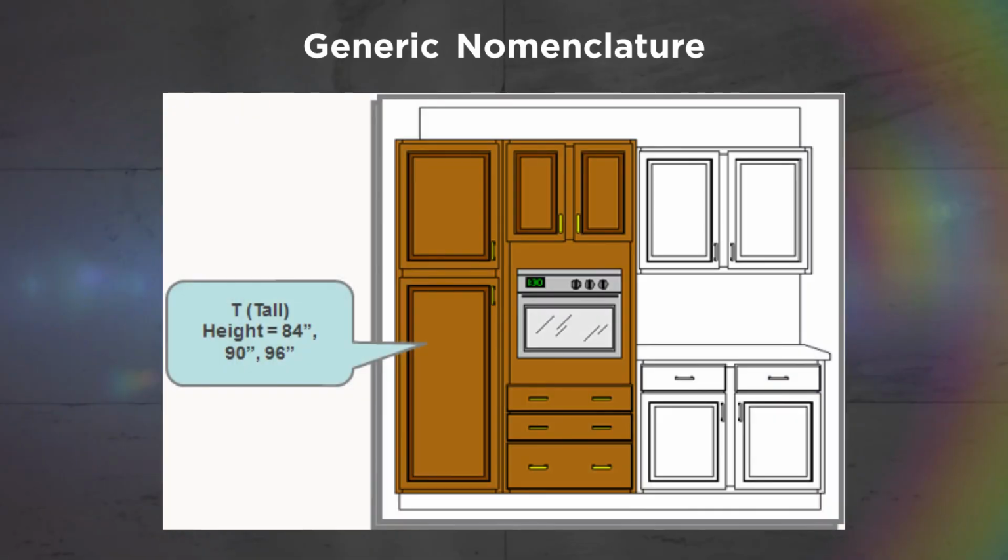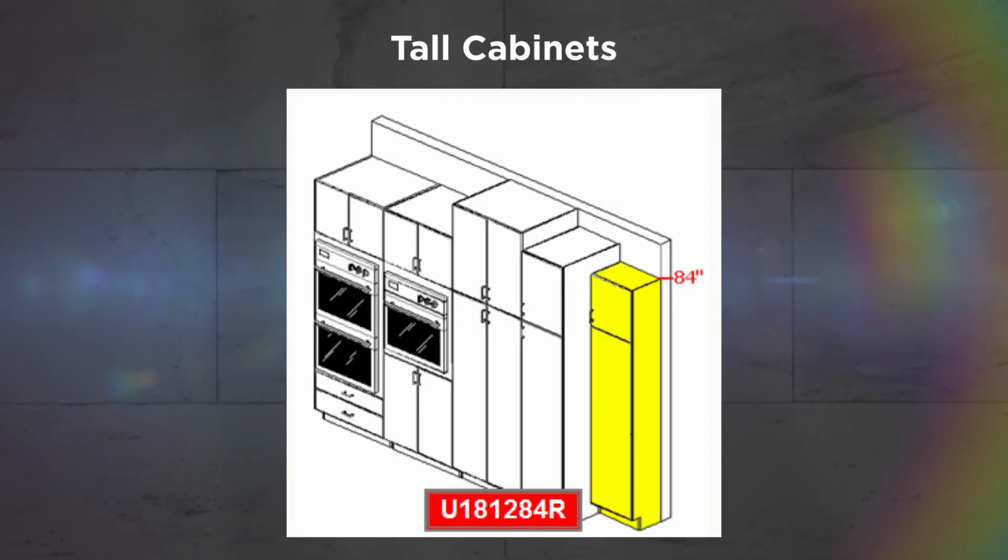The final category is tall cabinets. The T is replaced in the nomenclature with either the letter U for utility, P for pantry, or O for oven. Utility cabinets, and occasionally pantry cabinets, can be found in wall cabinet depths of 12 inches.